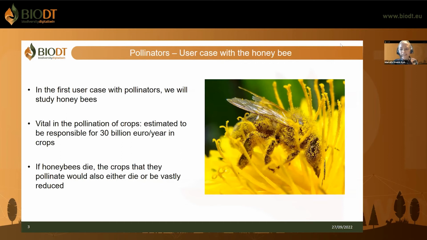Now, honeybees, you may not think about this, but they are essentially domesticated livestock. They have been bred for the pollination of our crops. They're absolutely vital in this process and are estimated to be responsible for about 30 billion euros a year in ecosystem services in Europe alone. And if honeybees die, the crops that they pollinate will either die or be vastly reduced without massive efforts and massive costs by humans.